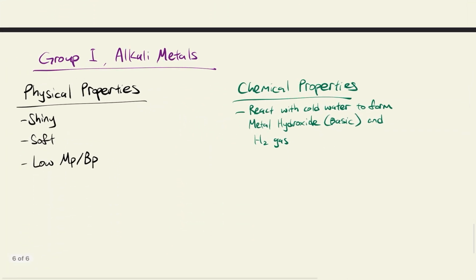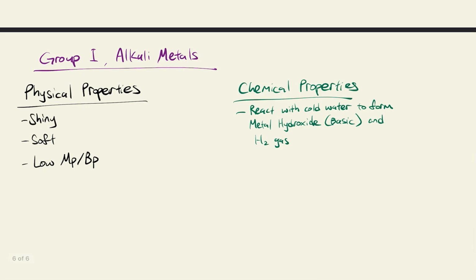To close this video, I'm just going to talk about the physical and chemical properties of alkali metals. Physical properties: they are usually shiny unless they oxidize. They're quite soft, and compared to other metals from the periodic table, they have quite a low melting and boiling point. When it comes to chemical properties, alkali metals are very, very reactive. They react with cold water to form a metal hydroxide, and as we know, metal hydroxides are basic, so they form a pH of 7 and above, and they also liberate hydrogen gas.